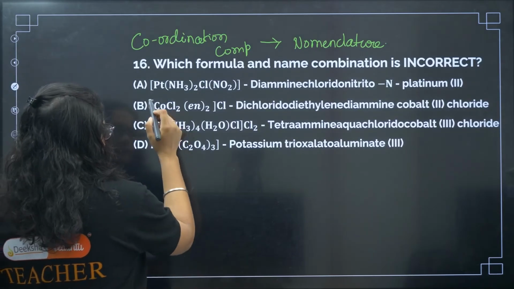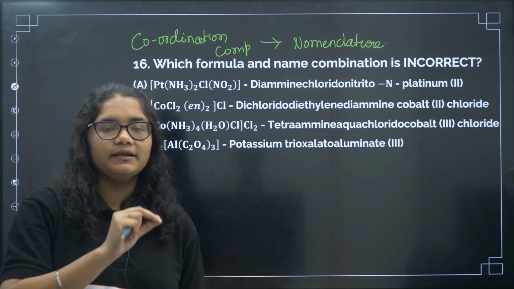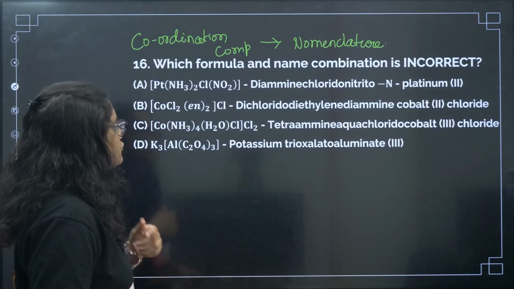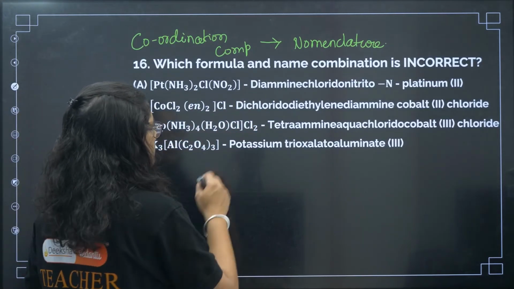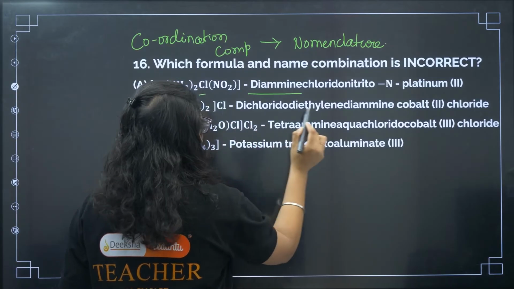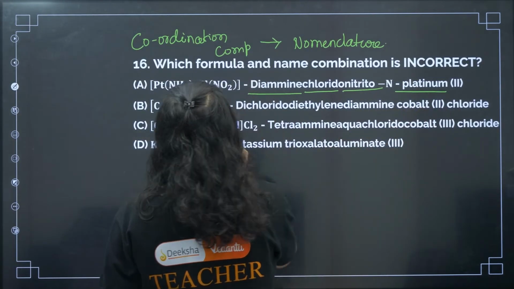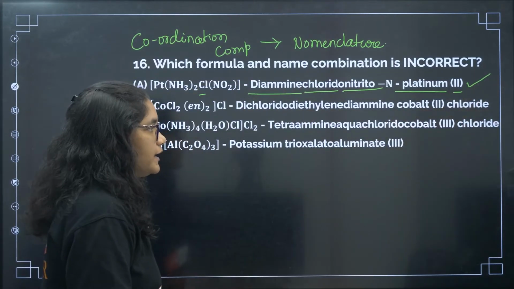Now if you see, first we need to name the ligands, then we need to name the metal, and then we need to write the oxidation state, right? And the ligand names should be alphabetically ordered. So here it has to be first ammine. So diammine, this part is correct. Then chlorido, that is also correct. Nitrito-N, then platinum, and if you calculate the oxidation state, yes, this naming is correct.